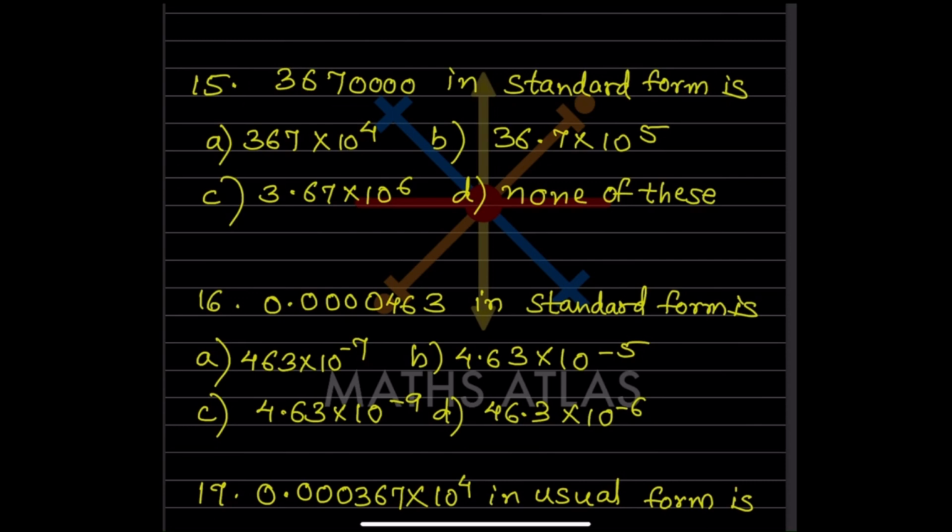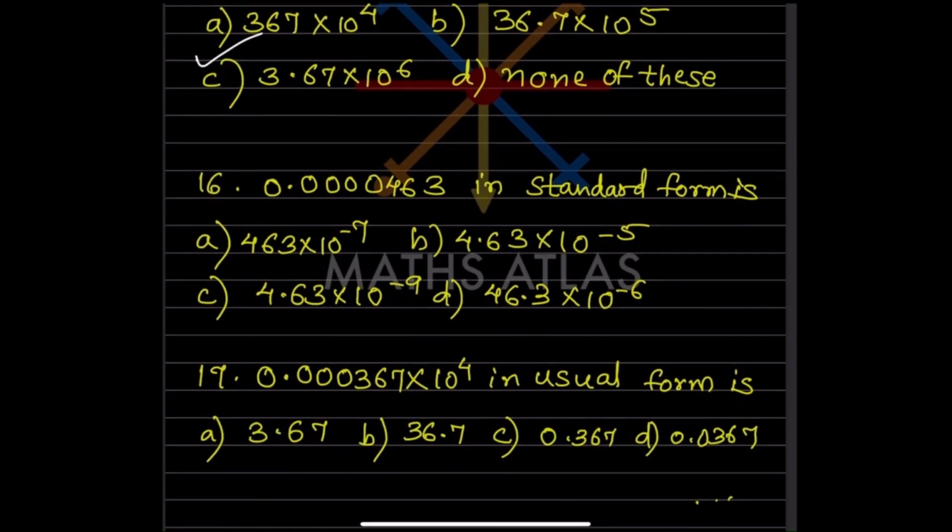So in that one, now see here, this m should be equal to 1, or it should be more than 1, but it should be less than 10. So here you are going to write 3.67, and then after the point how many numbers are there? 1, 2, 3, 4, 5, 6. So what are you going to write here? 3.67 into 10 raised to 6, because we are going in the forward direction. So the correct option is C, 3.67 into 10 raised to 6.